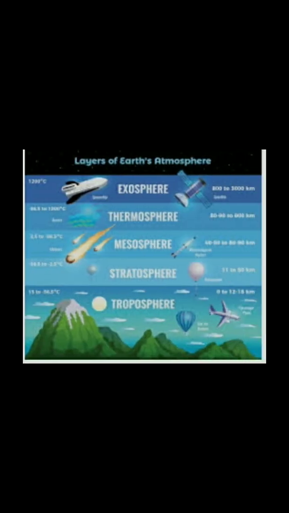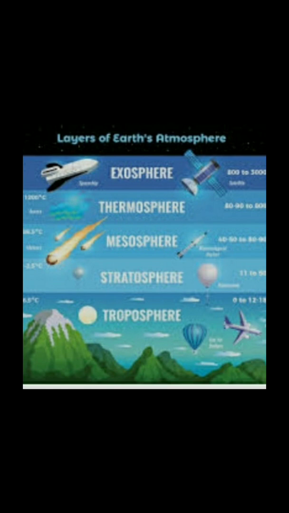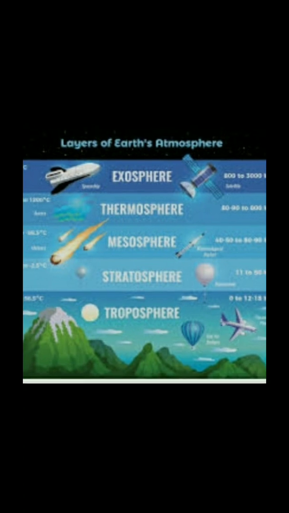Okay, then next is the mesosphere. The mesosphere is a layer that extends up to 80 kilometers above the surface, and the density of the atmosphere here is very low. As in the case of the troposphere, temperature decreases with increasing height in this layer. This is similar to the troposphere, but the only difference is that the density of the atmosphere here is very low, whereas in the troposphere it is quite high.